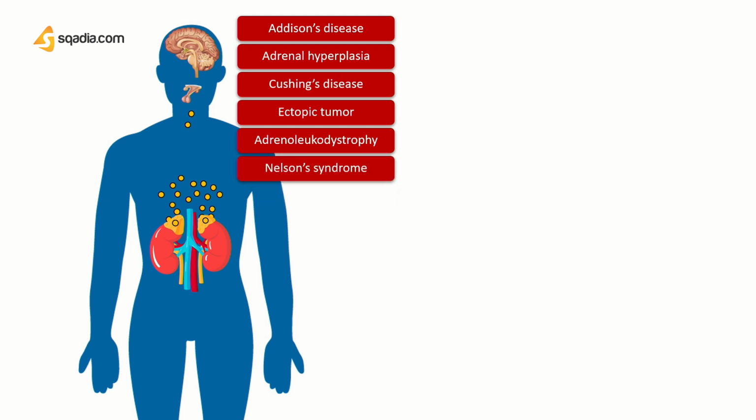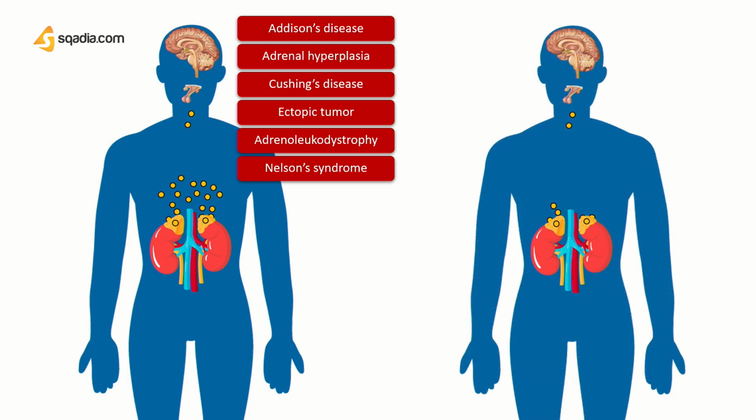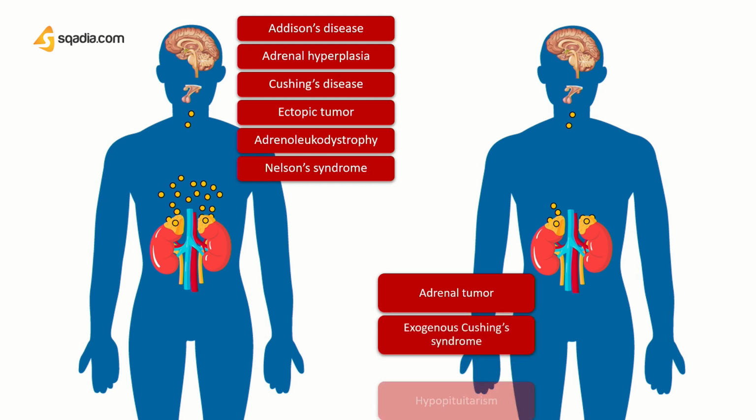Now, on the flip side, a low level of ACTH may be a sign of adrenal tumor, exogenous Cushing syndrome, or hypopituitarism. So this brings us to the end of our lecture.